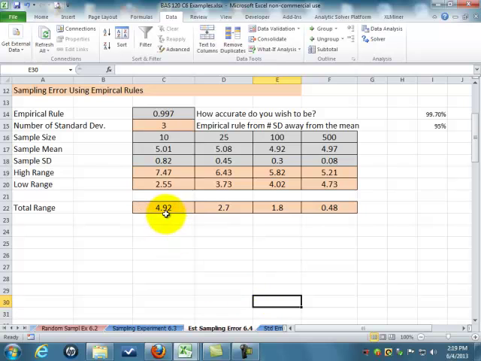Now, as you would probably expect, as our sample size increases, the range from high to low, where we're 99.7% confident the numbers will fall, shrinks from close to 5 down to basically a half because we've increased the sample size. Very powerful. As you increase the sampling size, you are going to reduce the amount of sampling error that you have.